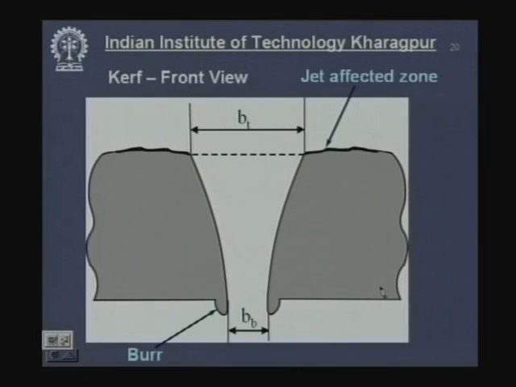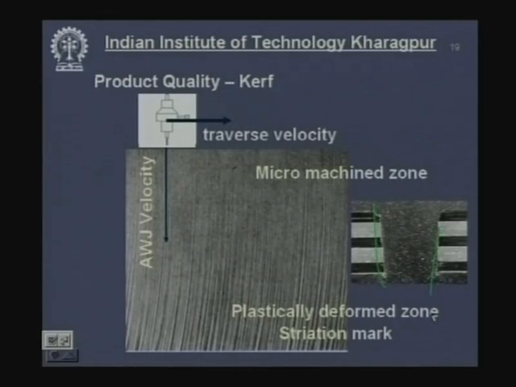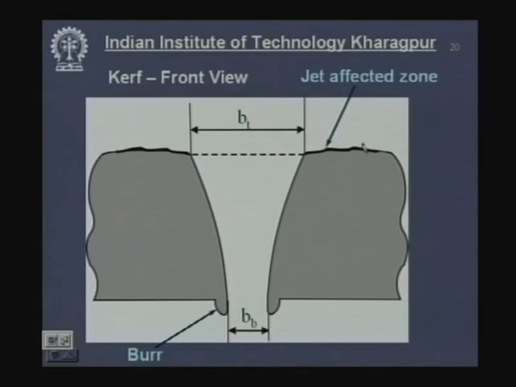Now, this is a schematic of the front view. Not only do you have taper as seen here, you also have two more things: the jet affected zone and burr formation. This burr formation is typically important whenever you are machining ductile materials like titanium alloys, steel, something like that. If you are machining glass, it would not be there. If you are machining cast iron, it would not be there. These burrs are typically formed because of plastic deformation.